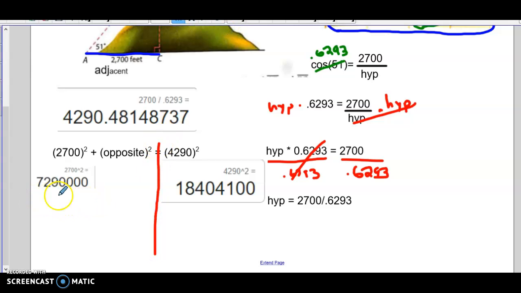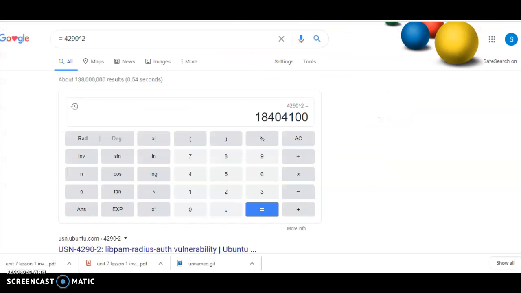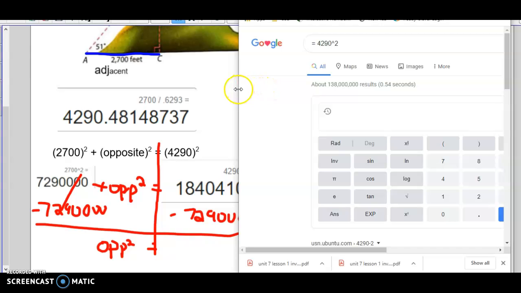Okay, so we'd subtract, right? We're just rewriting this as this, and this is this, plus the opposite squared equals this. So we'd subtract this minus this, right? So subtract 729,123,4 from both sides. Okay, that goes away. So the opposite squared is equal to that. I wonder if I can make this minimized. Oh, I can. That's great.